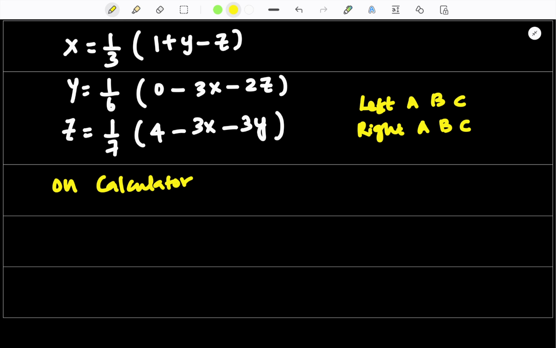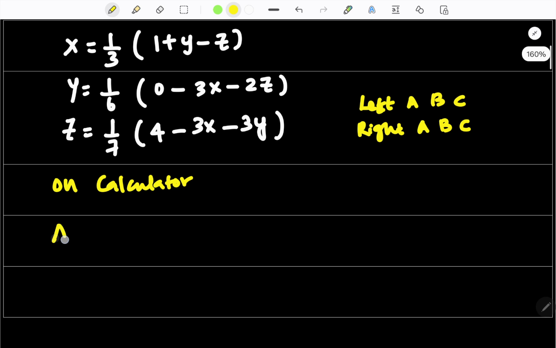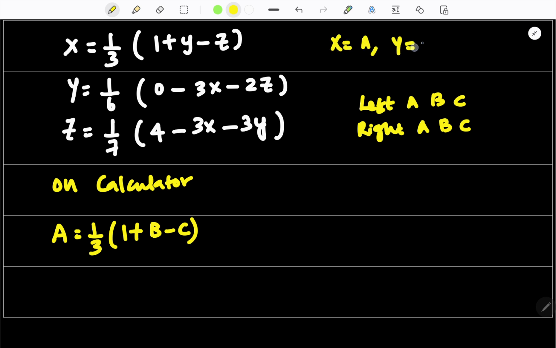And left side is ABC. Right side is what? XYZ. Keep in your mind. So on the calculator, we are going to write A equals 1 by 3 bracket open 1 plus B minus C. For x you are using A, for y you are using B, and for z you are using what? C. And then colon, you know where the colon is, right?